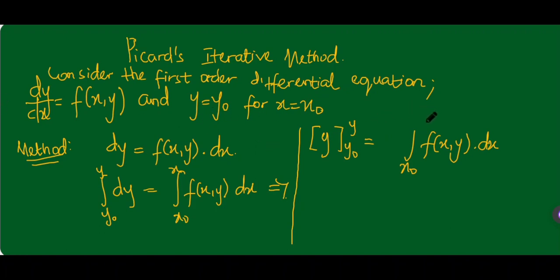So let me write that. Integral x naught and x. Good. So by plugging in the limits for the y, we have y minus y naught will be equal to the integral of the function f(x, y) with respect to x and within the boundaries x naught and x.